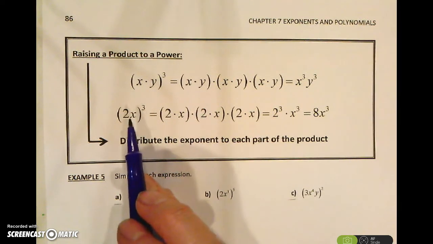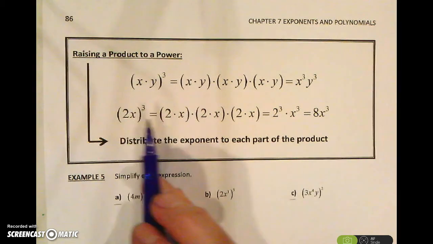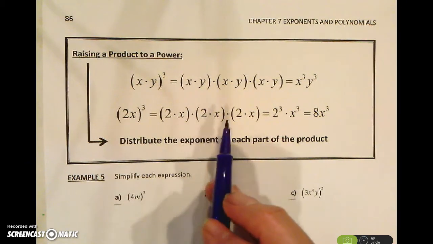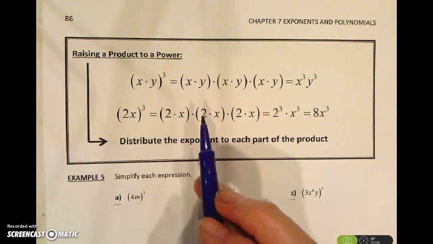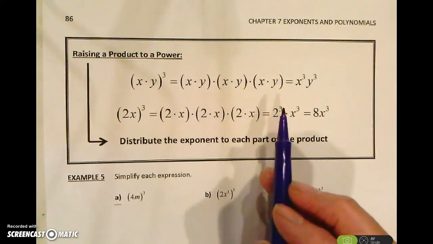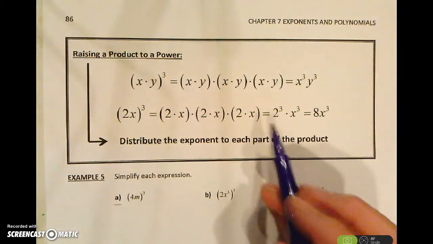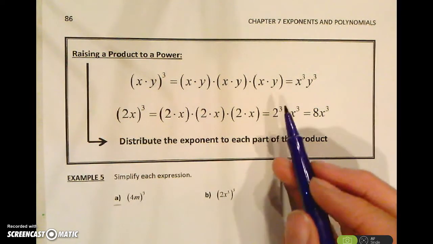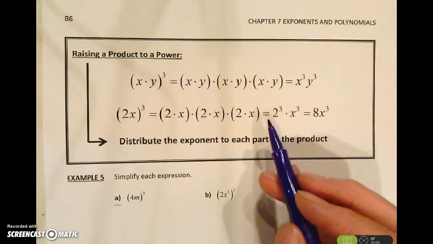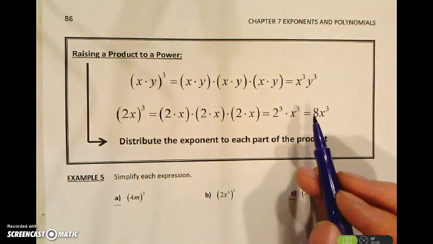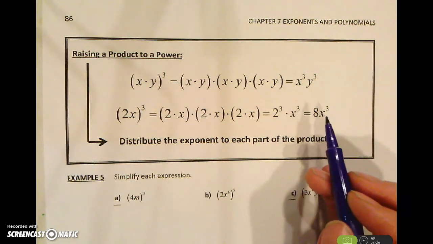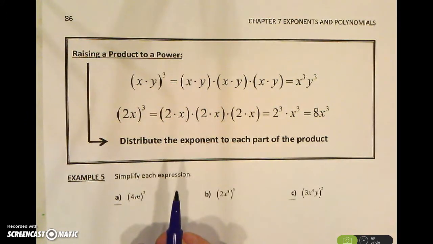So 2x is understood to be the product of 2 times x. So again, we're taking the parentheses times itself 3 times. So 2 times 2 times 2 is 2 to the third. And x times x times x is x to the third. We're going to multiply out 2 to the third. 2 times 2 is 4, and 4 times 2 is 8. So we have 8x to the third for our answer.